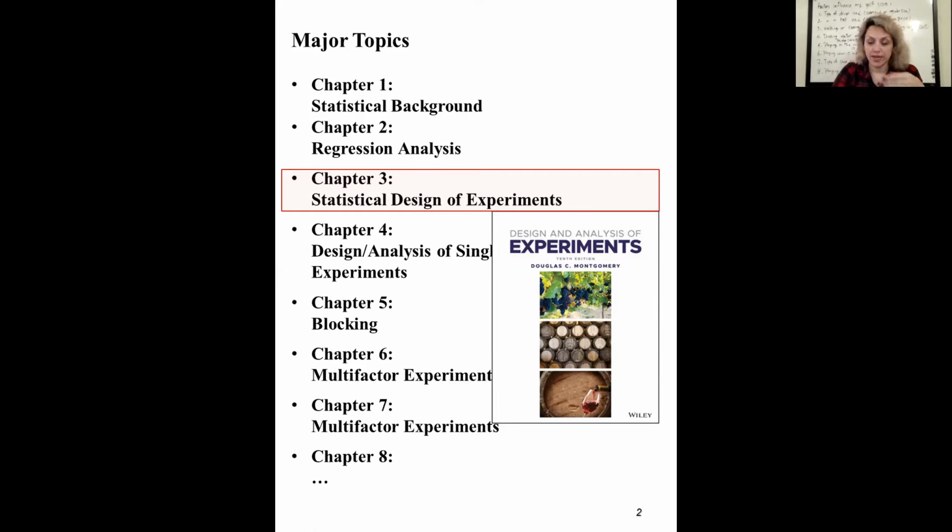The main math behind it, like the stats analysis, is going to come into the picture in chapter 4, which we are going to cover as well this week. We are also going to talk about single experiments and designs this week.